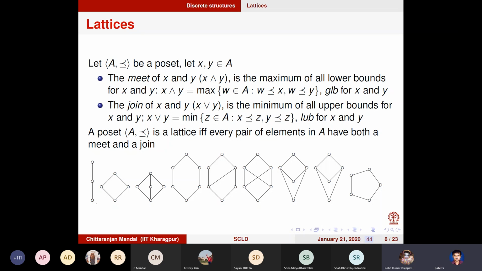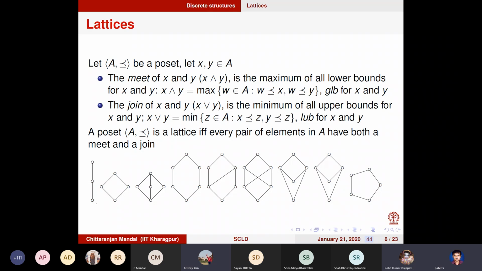What about join of 2 and 4? What is the upper bound set of 4, 5? And what is the minimum? 4. Minimum is 4. Sir, I think between 3 and 4 there won't be any meet.